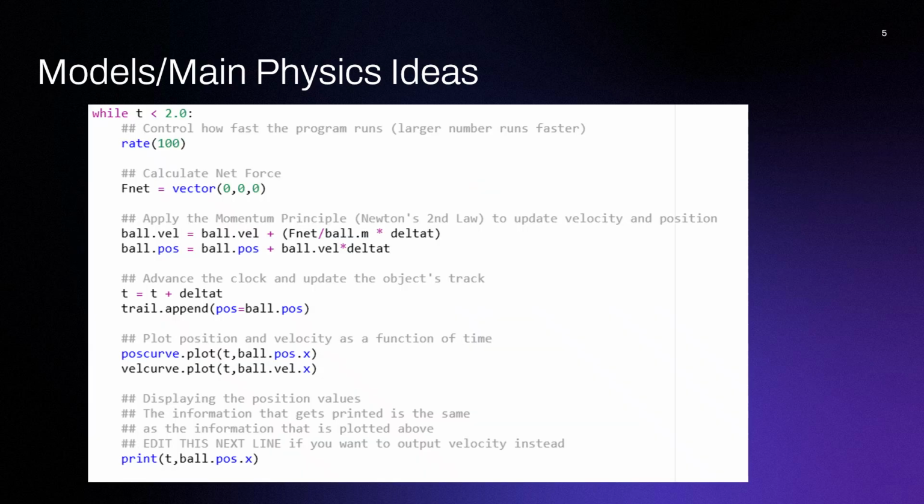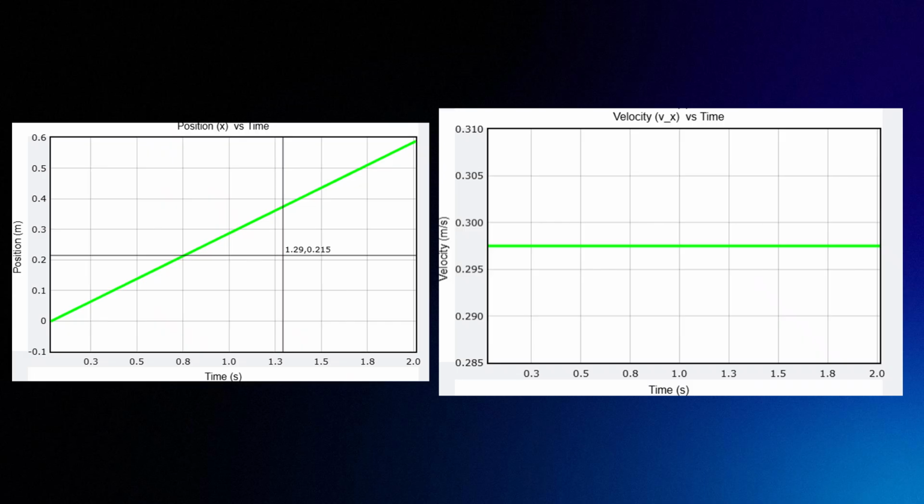The VPython program then applies the momentum principle in small time steps. Each step, it calculates the new velocity and position of the object using the velocity update formula and the position update formula. Since the net force is zero, the velocity never changes, and the position increases linearly with time. This is why my plots, the position versus time graph, is a straight line, and the velocity versus time graph is flat. Seen here, these are the visual signatures of constant velocity motion.